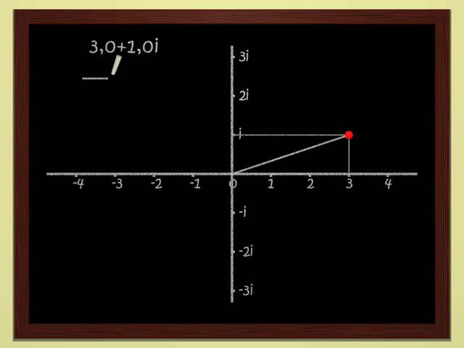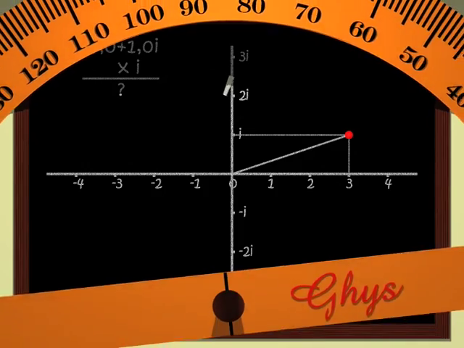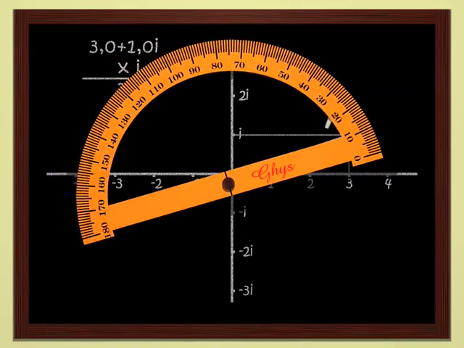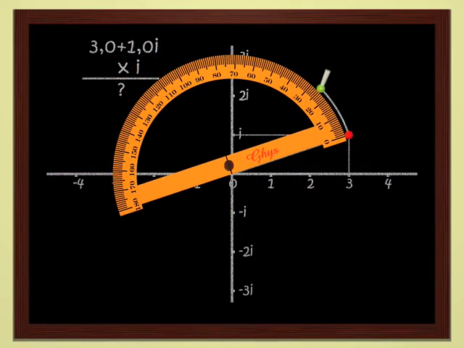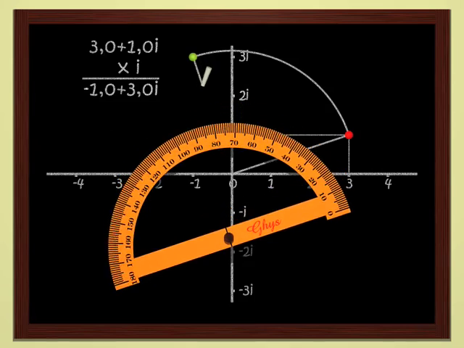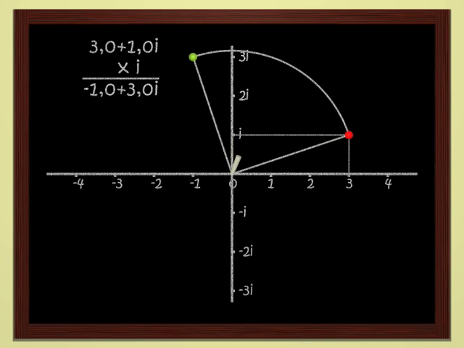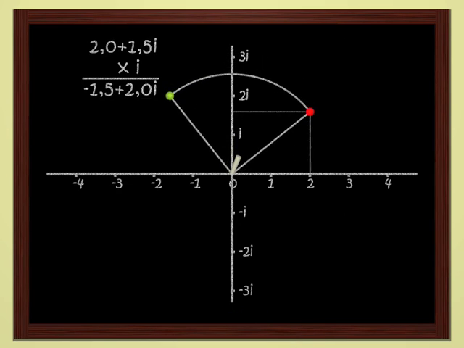Multiplying by i is not difficult either, since we know that i corresponds to a quarter turn. In order to multiply 3 plus i by i, we just have to rotate by a quarter turn. We get -1 plus 3i. Not so complicated, these complex numbers.